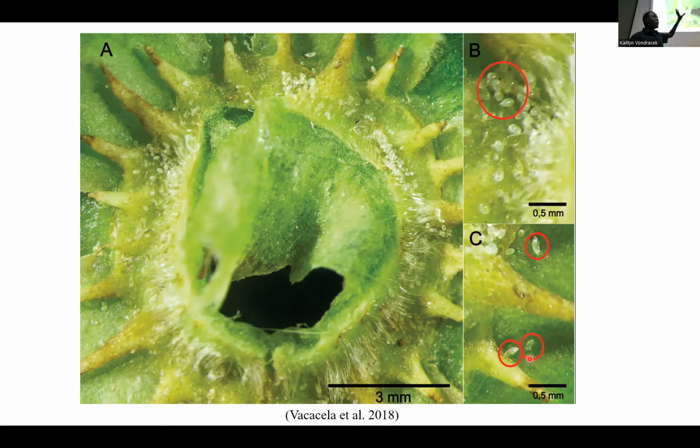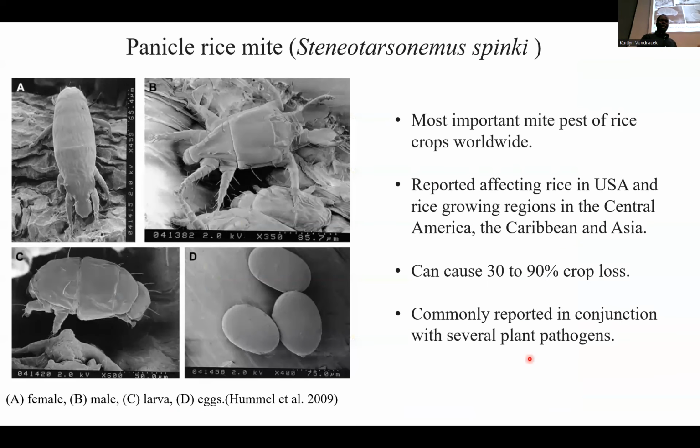So, in strawberries, we grow strawberries here, but I'd like to call your attention to another member of this family of mites that is economically important worldwide. And that is Tarsonemus spinki. I first came across this mite in Costa Rica. It's called the panicle rice mite, and it can cause 30 to 90% crop loss. It's a really huge problem in very many rice growing regions in the Caribbean, in Central America, and Asia. And it was recently reported in the United States. So now its story is being rewritten.